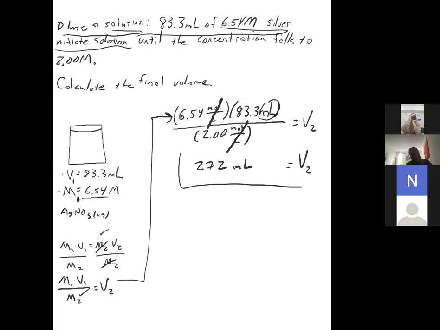Okay. So let's see if that makes sense. Essentially what we did, I'm going to redraw it here just so you can sort of see.